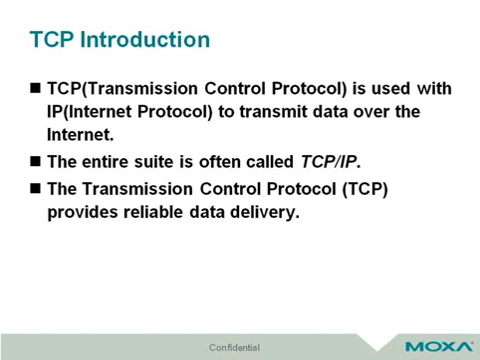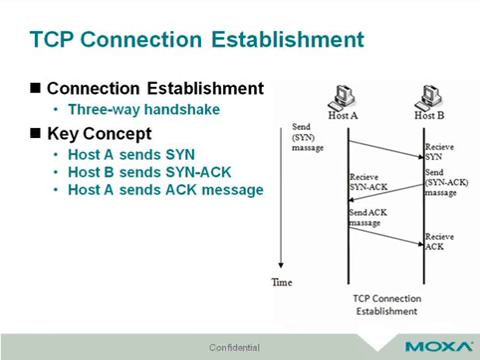TCP, which is the Transmission Control Protocol, is used with IP to transmit data over the Internet. The entire suite is often called TCP/IP. The Transmission Control Protocol provides reliable, ordered, error-checked delivery. To establish a connection, each device must send a SYN and receive an ACK for it from the other device. Conceptually, we need to have 4 control messages passed between the devices.